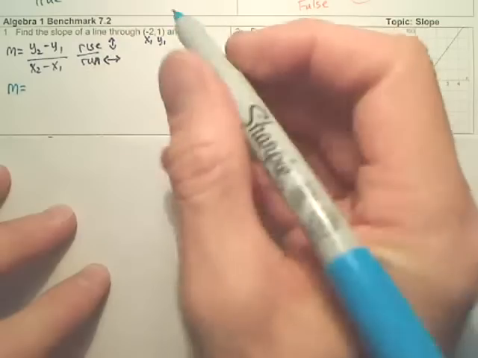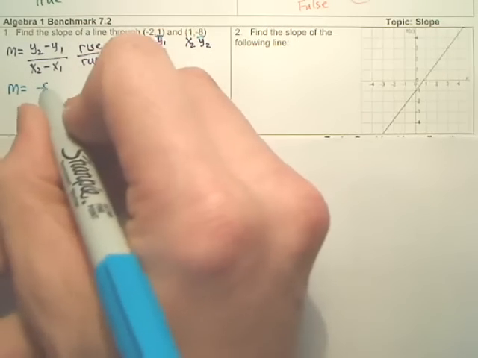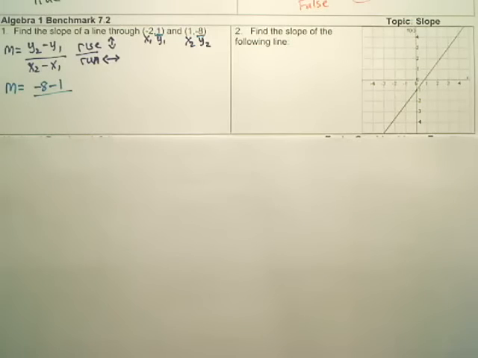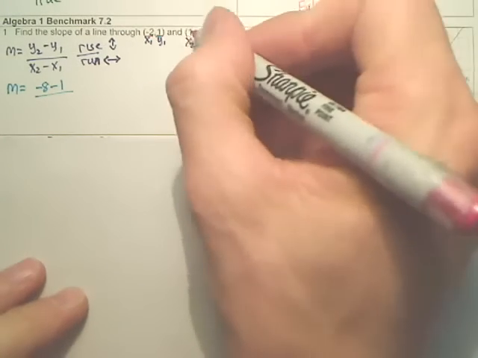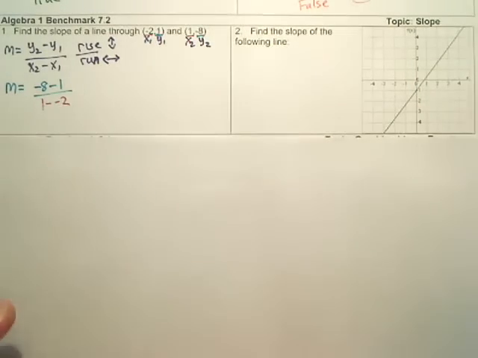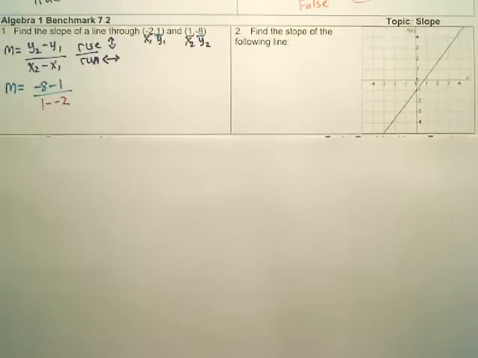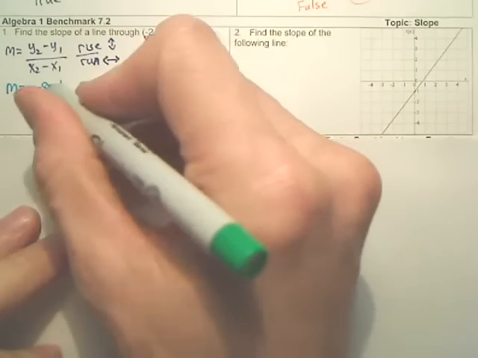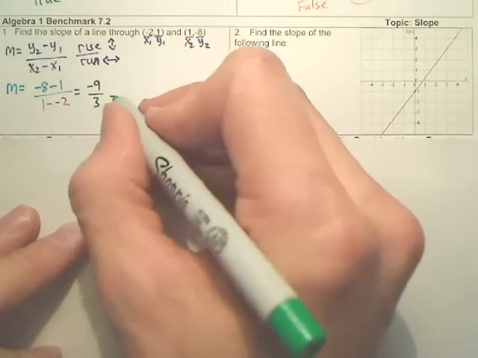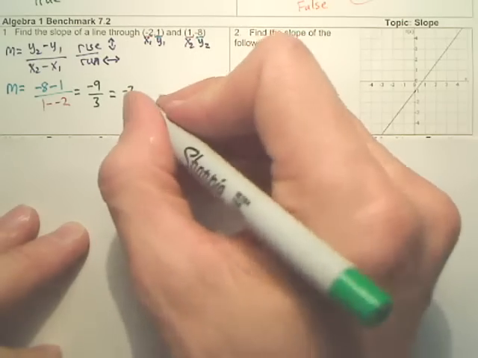So in this particular problem, it looks like we're going to be doing these two. So I got a negative 8 minus 1. That goes on top. And on bottom, it looks like we have a 1 minus negative 2. 1 minus a negative 2. Together, the top gives you a negative 9. The bottom looks like it's going to become a 3. And then negative 9 divided by 3 reduces to negative 3.